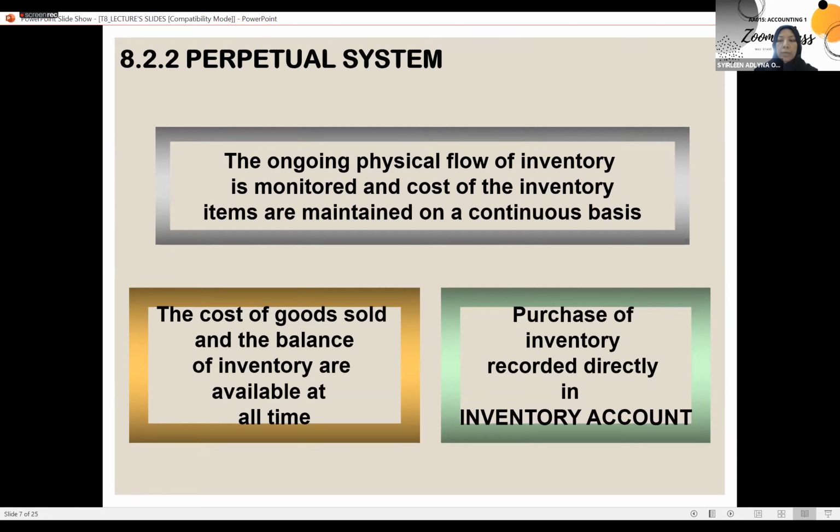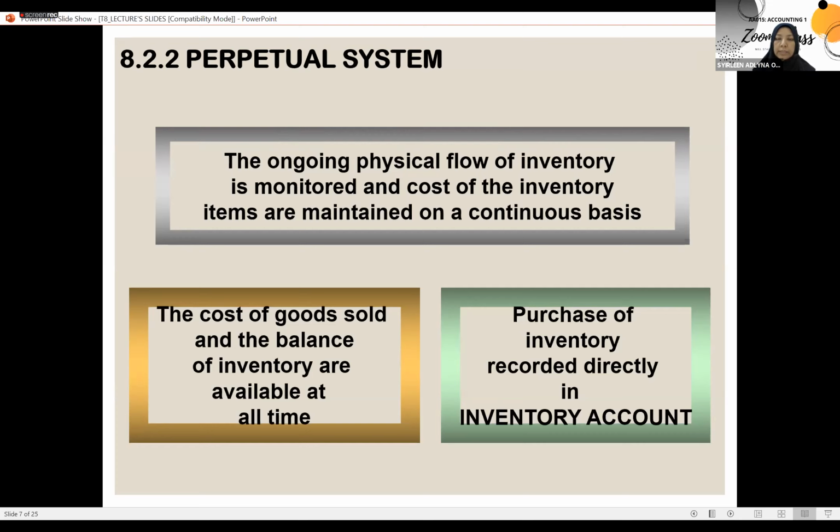So yang ini you hanya boleh capai if you are using the perpetual system. Okay, so in perpetual system, the purchase of inventory and anything related to the purchase is recorded directly into inventory account. Okay, so maksudnya bila madam buka ledger, the item will be in my inventory ledger. It's no longer in my purchase ledger sebab I am using perpetual system. Sebab tu kita boleh tengok flow barang keluar atau barang masuk tu sebab dia direct terus ke dalam account inventory.